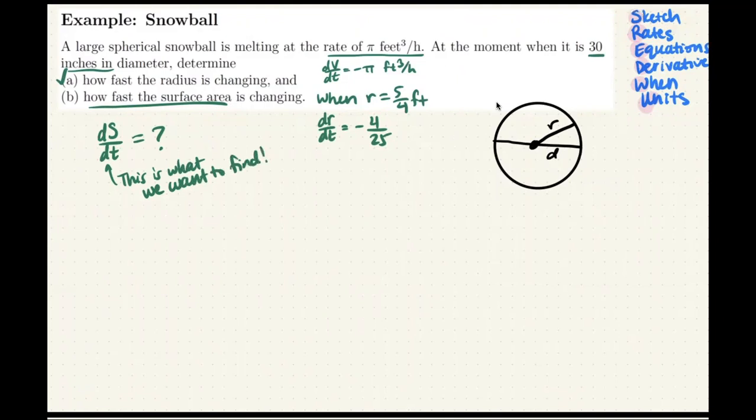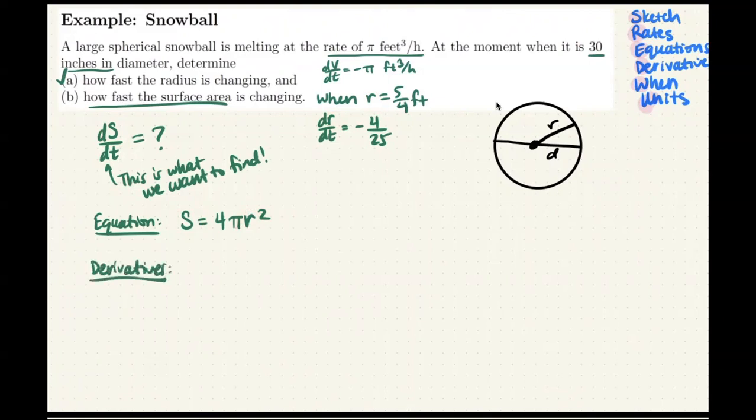Well, I need a way to relate surface area to some of my other variables. It's not going to help too much to relate it to volume. You could, there's a way to do that, but maybe the simplest approach is to write down the equation for surface area and see if that helps. So here I'm at the equation stage. The surface area of a sphere is 4 pi r squared. Now this equation relates surface area with radius, and we have information about the radius, so this is a good equation to use. Then we need to take derivatives with respect to time.